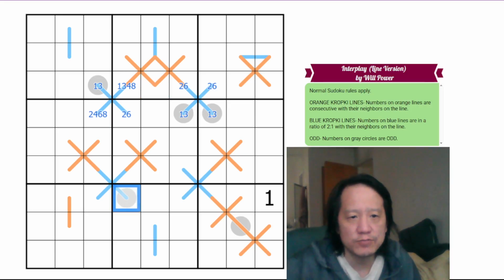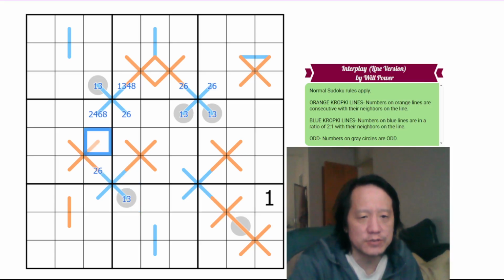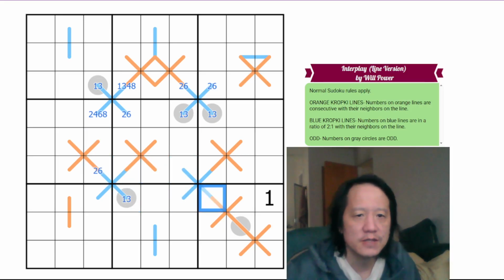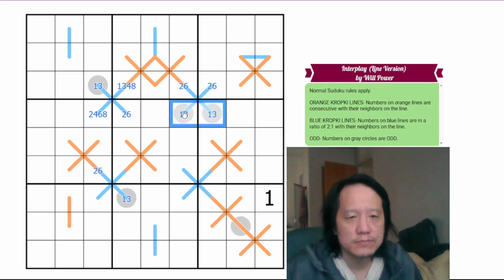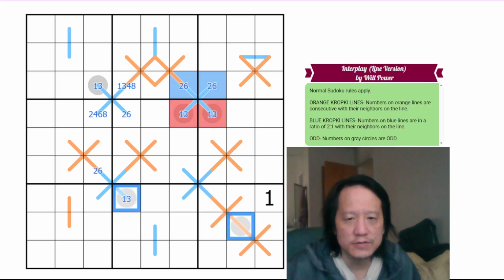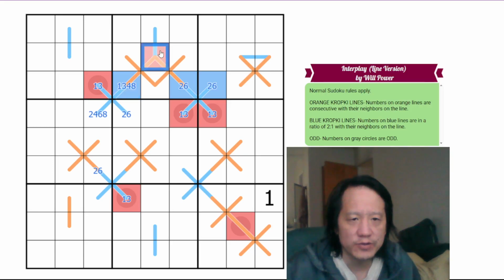Similarly here, this is 1 or 3, which is in a 1-to-2 ratio with 2 and 6. This digit must be consecutive with this, and therefore is, so these are both even. And let's do the odds and evens. So all the circles are odd. These are even, so since this is even, this must be odd to be consecutive with it, which makes this even to be consecutive with the odd digit.